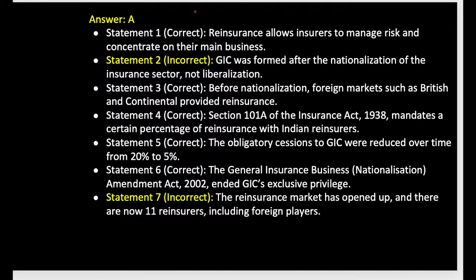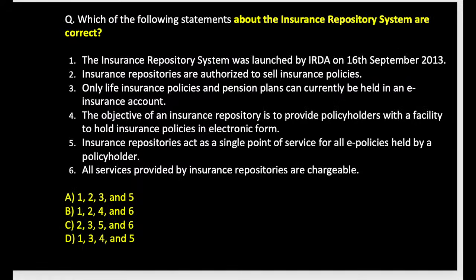Yes. So GIC was formed after nationalization of the insurance sector, and the last statement was that reinsurance is open. Like, we have 11 reinsurers, including the foreign players also. Next one, guys. This is a very important one.